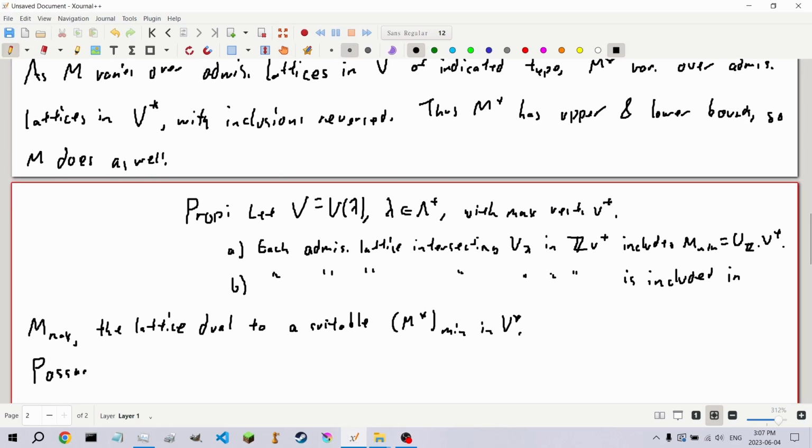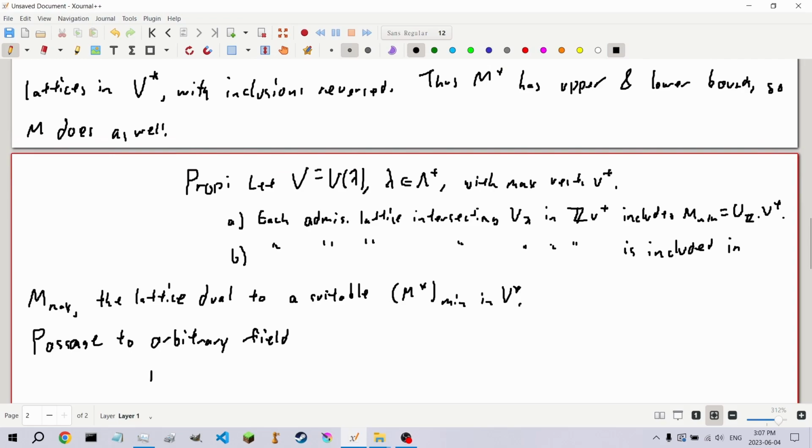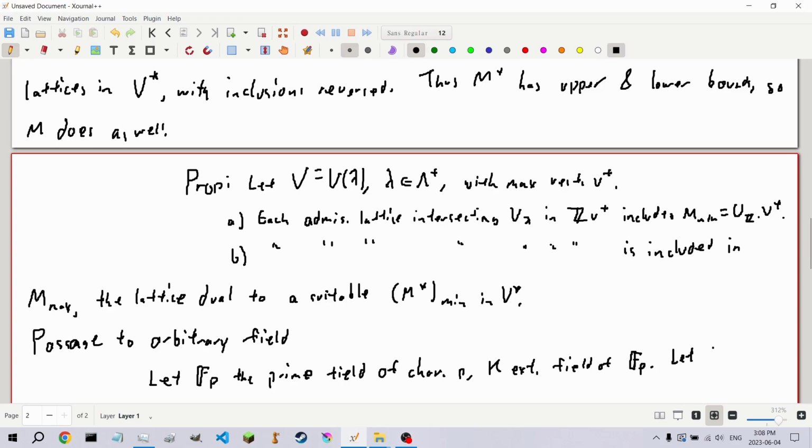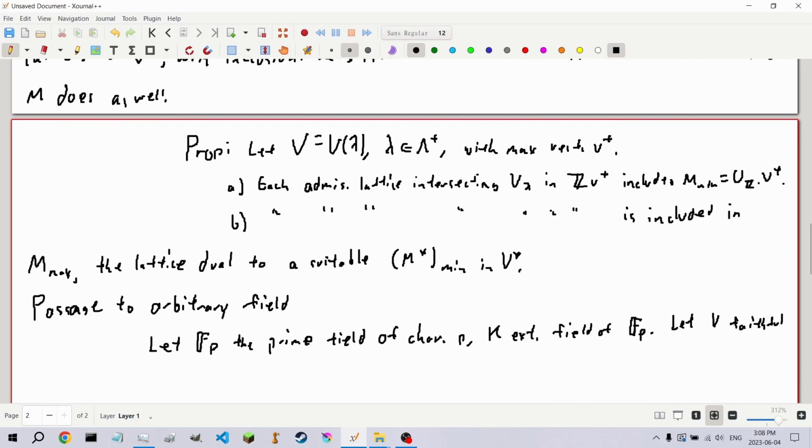So our next topic is passage to an arbitrary field. So we're going to let Fp be the prime field of characteristic P, of course, with K an extension field of Fp. I guess I should be writing the F blackboard or double stroke. I don't know what they call that. We're going to let V be a faithful L module.